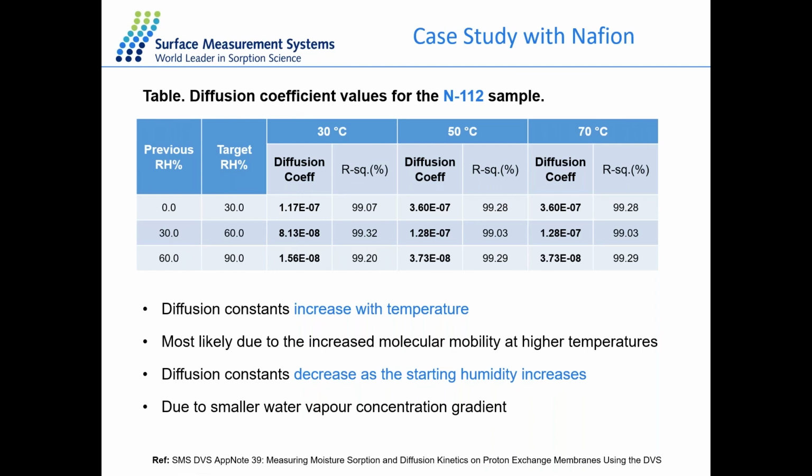And in the case of the same column, so at the same temperature, the diffusion constant decreases as the starting humidity increases, which is probably due to the higher humidity range, where the sample is partially saturated with water molecules. Therefore, the smaller water vapor concentration gradients give less driving force for the diffusion, and this will lead to a lower diffusion coefficient at the same temperature but with increasing humidity. So this case study just demonstrates the potential of DVS for the characterization of the moisture sorption behavior of PEM membranes in the film cell.